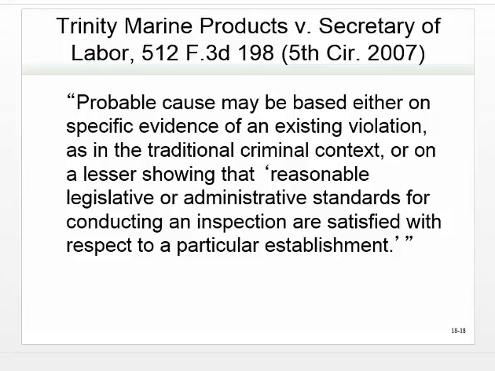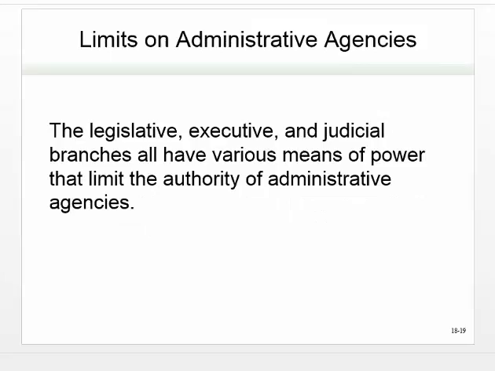So this case held that the standards for probable cause are lower for an administrative warrant than for a criminal warrant. And administrative warrants can be executed with less probable cause. That's the holding, giving the administrative agency lots of power. But there are limits on administrative agencies. The executive, legislative, and judicial branches have various means of power that limit the authority of administrative agencies.